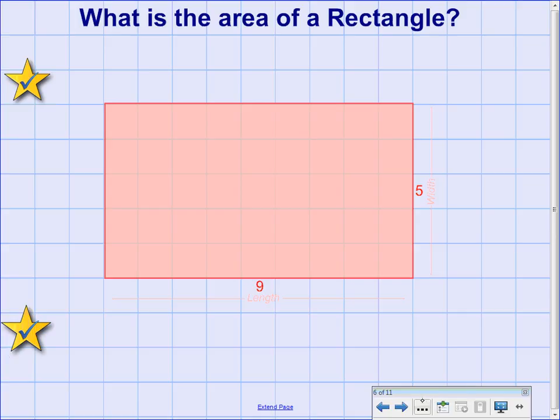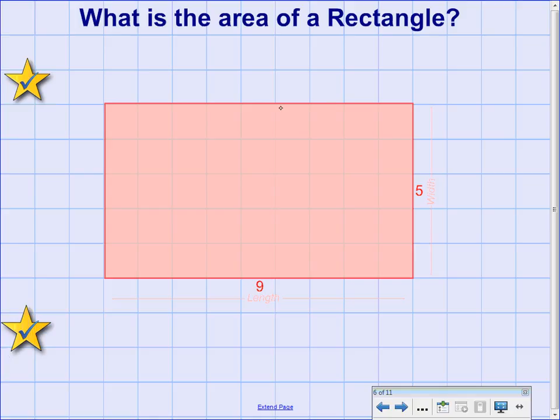Okay, so what is the area of a rectangle? Well, you've probably done it already where you find the area by counting all of these blocks. But there is a much quicker way to find the area of a rectangle or a square. This only works for rectangles and squares. This does not work for triangles, circles, or any other shapes. To do the area of a rectangle, you simply need one length and one width.